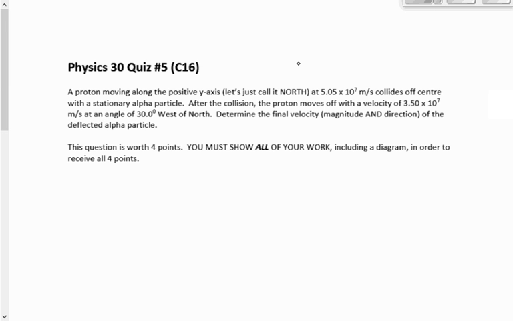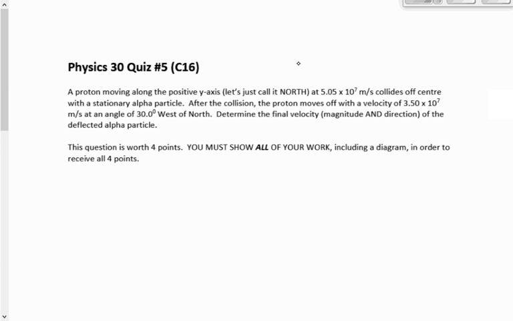We got quiz number 5. Quiz number 5 says we have a proton moving along the positive y-axis. We're going to call it north at 5.05, colliding off-center with the stationary alpha particle. This is like a combination of two questions that we've done before.